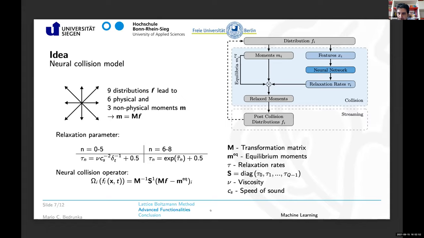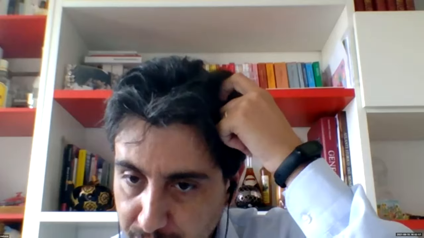And the other question, could you please specify the relaxation parameters which were used by the neural collision operator in the end? This is a really technical question. I don't know if you mean the absolute number values, or what do you mean, Stefan? I don't have them at the moment, but I can look them up and give them to you. Okay. Yes.